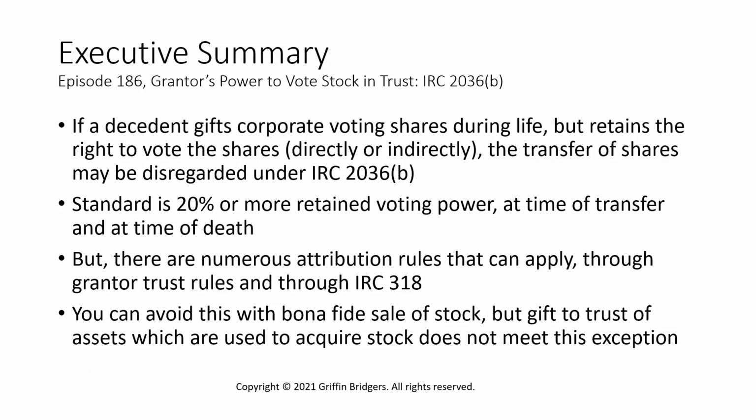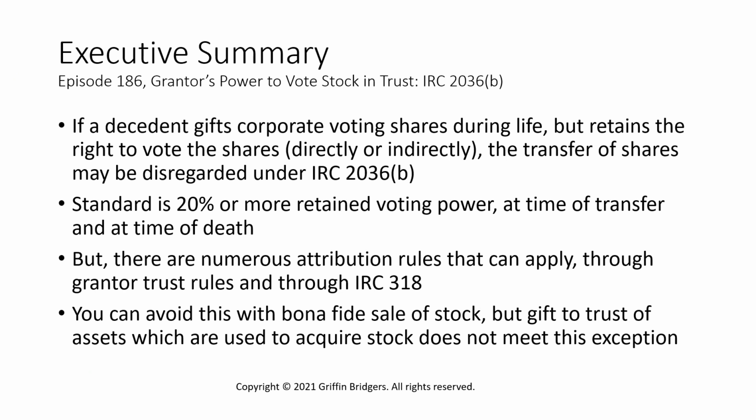Sometimes, as part of the estate planning process, shares of stock in a corporation might be transferred by gift. Now, if that happens, you run the risk that the transfer of the shares may be disregarded under Code Section 2036B. That code section tests whether the grantor or donor has retained voting rights at the time of death. The standard is if 20% or more of the retained voting power is deemed to be held by the donor or grantor, then the transfer of stock is ignored.